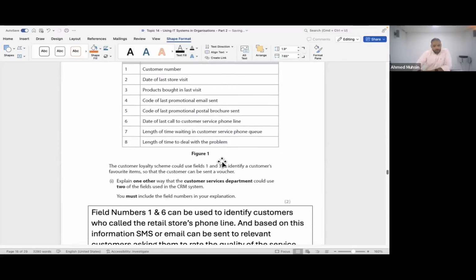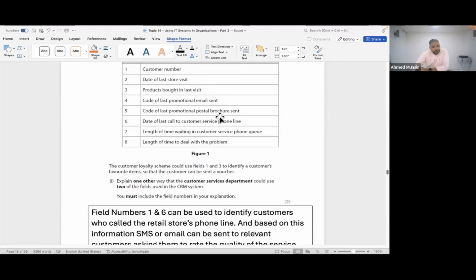Sorry? 2, 3, 4. Date of last store visit, the products that they bought, and the code of the last promotional email. But you do not know who the customer is, no? What about if I take this? 1, 3. No, that will be difficult. What if I take 1, 2, and 3? To do what? Marketing, but 1, 4, 5. Okay, what will you do with 1, 4, 5?